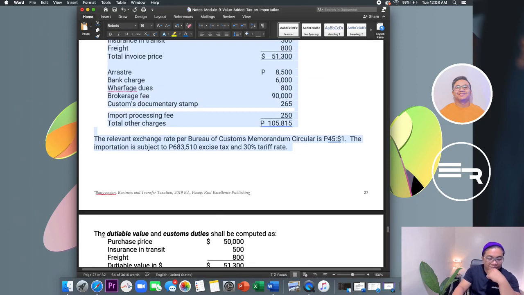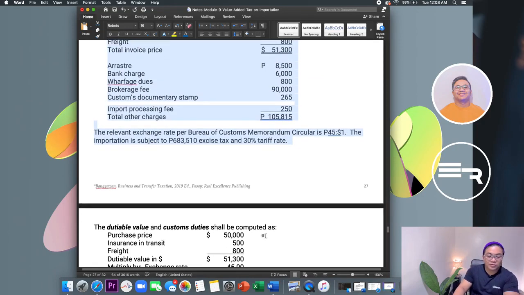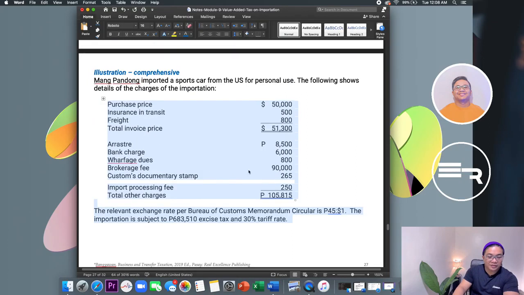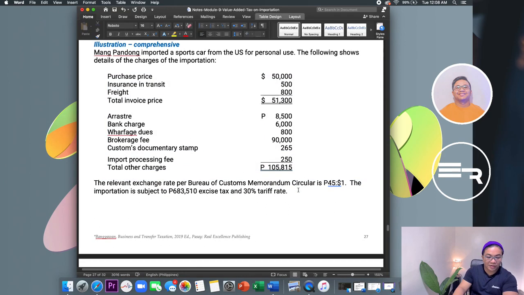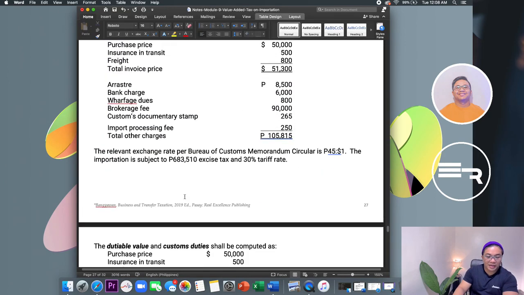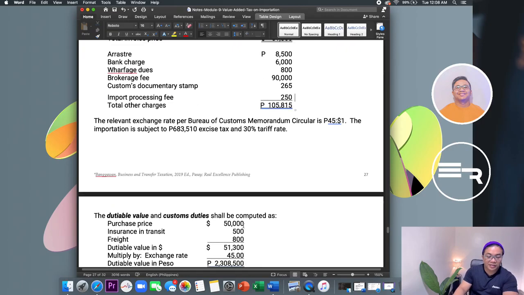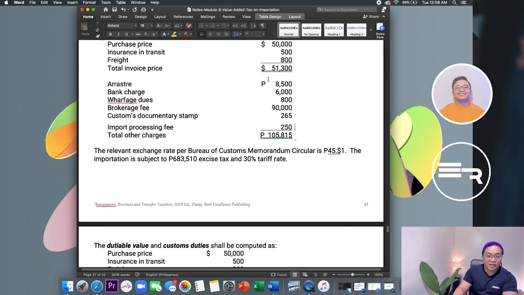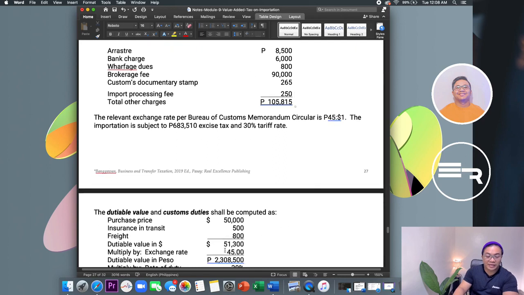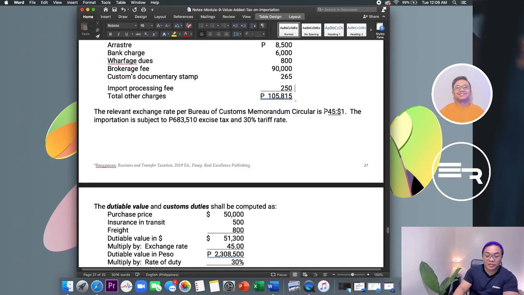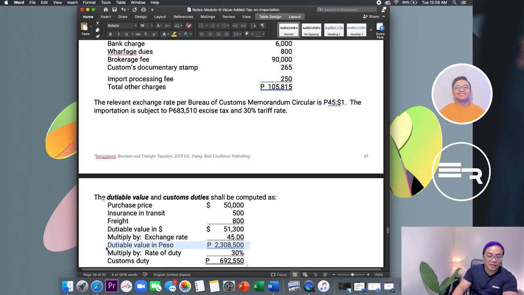Okay, sige. Compare natin. Dutiable value and customs duties. Yan. Kasi, nakalagay dito, percentage, right? Dutiable purchase price, magkano? That's $50,000. Insurance in transit, and given din. Okay, add mo yun, yun yung total invoice price, $51,300. Multiply nun ng 45, ayan, nakalagay 45 pesos, yung $1. Ayan lang siya, so multiply mo, ito yung value in peso. Okay, tawag dyan, dutiable value.